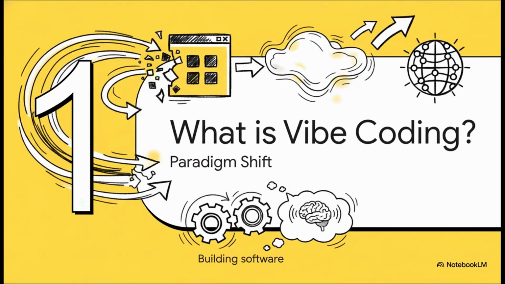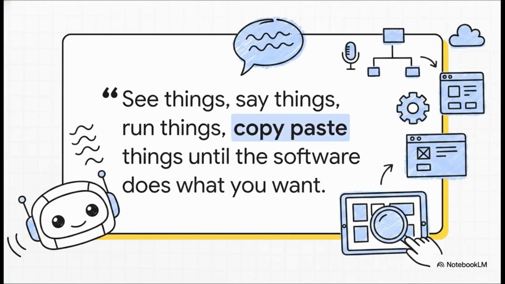Section 1. What is vibe coding? The paradigm shift in software creation. You know, AI researcher Andrej Karpathy actually coined the term back in early 2025, and he literally nailed it with this quote. He said you just see things, say things, run things, copy-paste things until the software does what you want. That's the core of it. You aren't writing code anymore. You're simply guiding the AI in plain, natural English. You describe what you want, test it out, and tell it what to change until it's perfect.